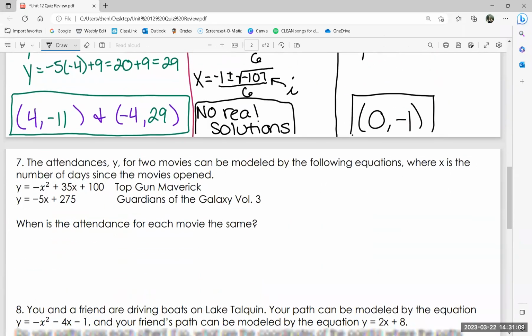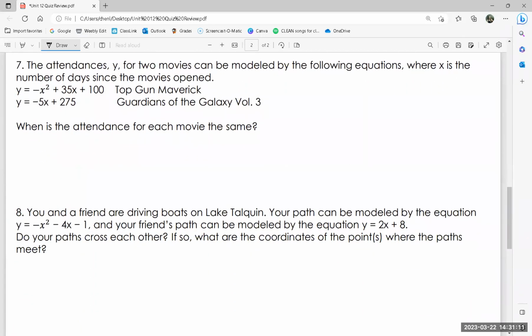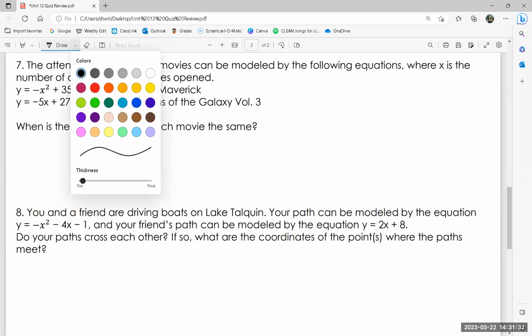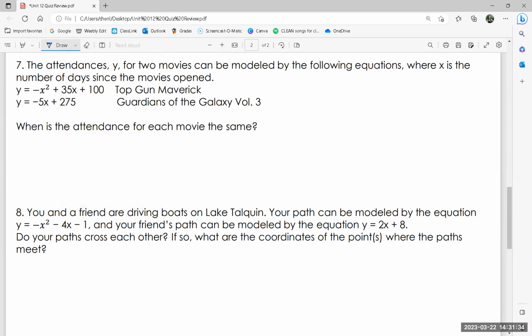Okay, on to the back. The attendances y for 2 movies can be modeled by the following equations, where x is the number of days since the movie's opened. So we have Top Gun Maverick and Guardians of the Galaxy Volume 3. When is the attendance for each movie the same?